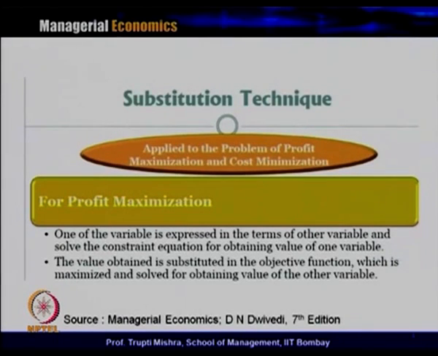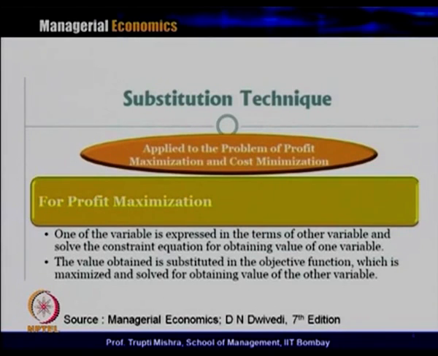Suppose there are two variables x and y. The best way of solving it through the substitution technique is to represent one variable with the other variable and solve for that variable, and finally substitute the value of one variable in terms of what you have solved into the other variable. The value obtained is substituted in the objective function, which is maximized or solved for obtaining the value of the other variable.